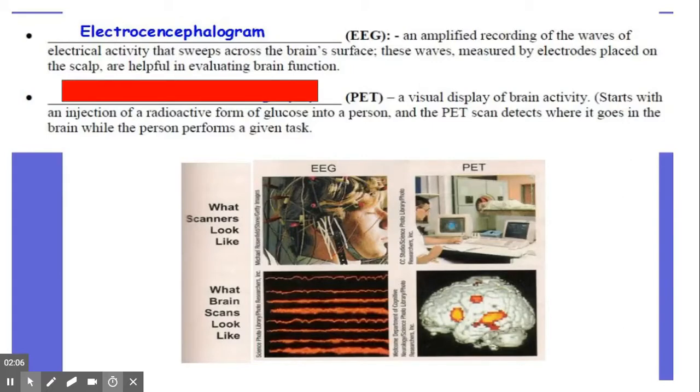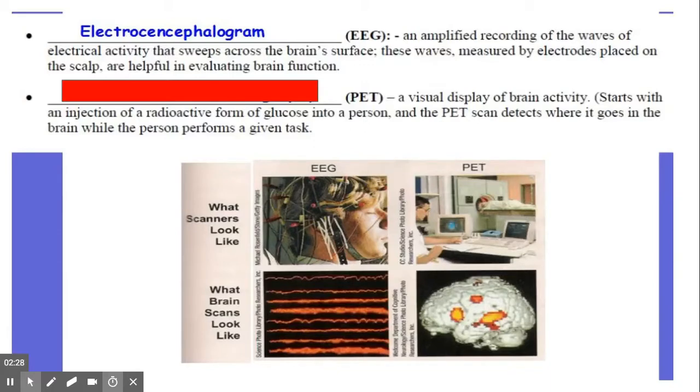electroencephalogram. And this is basically amplified recording waves or radio waves that are actually sent through the brain by electrodes that are placed on the scalp. And what it does is it basically measures the activity that is happening within the brain.